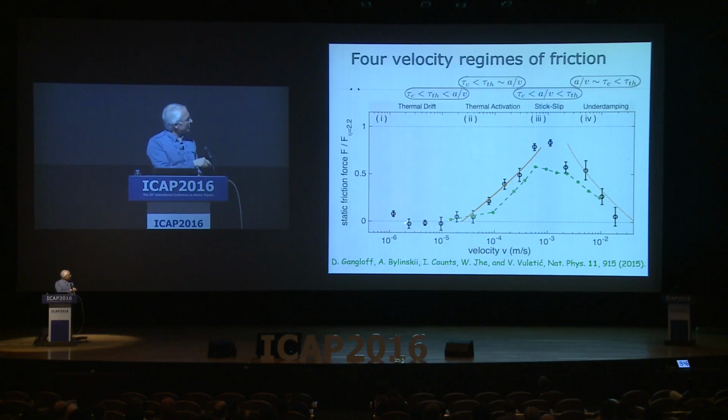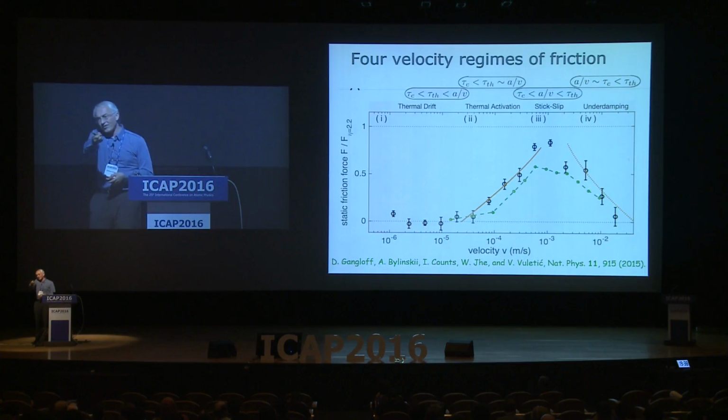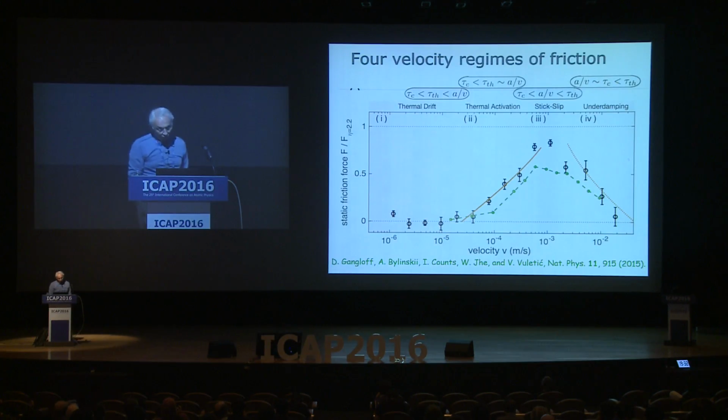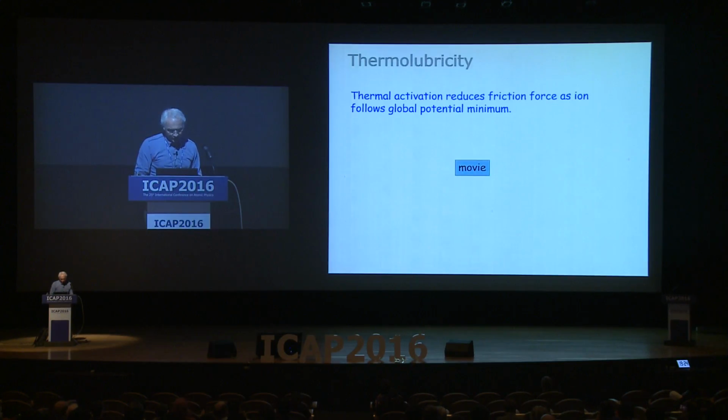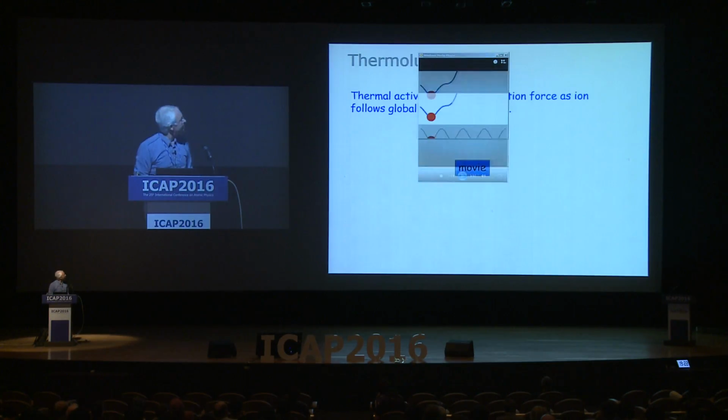So let's imagine that we transport very, very slowly. Then what's happening is that this transport time is much slower than the thermal hopping time. And basically, while we're very, very slowly displacing the minimum of the trap, the ion has time many times back and forth to travel over this potential maximum and reduce friction. And so let me show you maybe a movie for that.